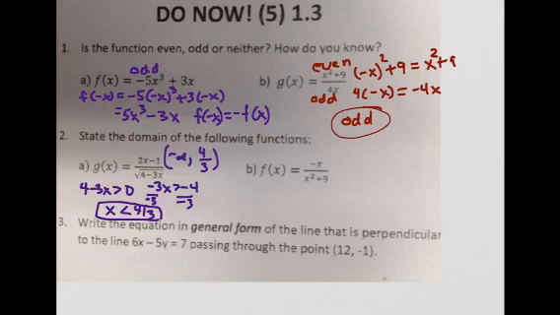For letter B, again, the numerator has an x, but it could be all reals. Denominator, we just have to make sure it's not 0. But because we have x squared plus 9, no matter what real number you replace the x with, you're never going to have a 0 here. Because a number squared can never be negative 9, and you need a negative 9 to get a 0 here. So the domain for this one is all reals.